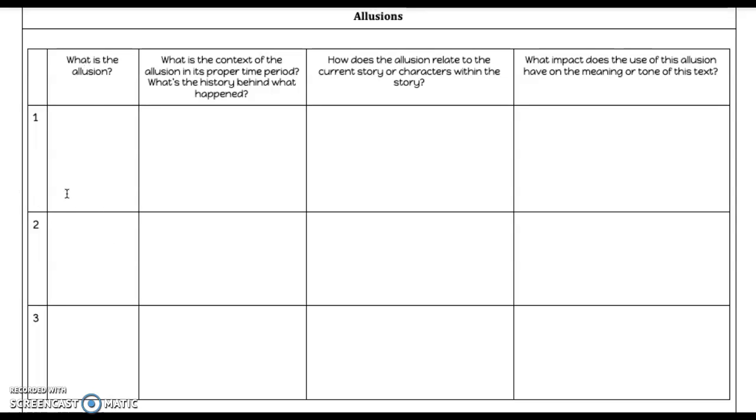What is the allusion? This is where you either copy and paste exactly where you found it in the text, or you just put in the words from the allusion. Then, what is the context of the allusion in its proper time period, and what is the history behind what happened? This is where you explain where the allusion comes from. If it's a biblical allusion, you would say this allusion comes from the Bible. This is what happened, or this is how it is referred to. Or you would say this is from history. This is where it comes in. And then, how does the allusion relate to the current story and characters from the story? You're going to answer that question.